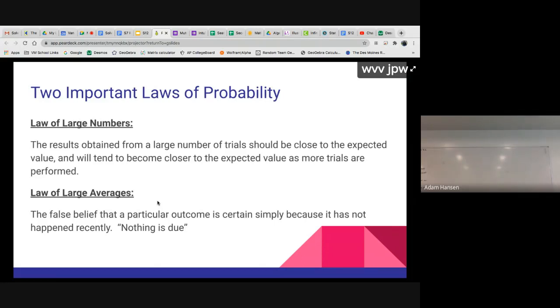Theoretical probability is like the true probability. Experimental probability is based on what you're actually doing, the results you're obtaining. If I flip a coin, what's the chance that I get heads?